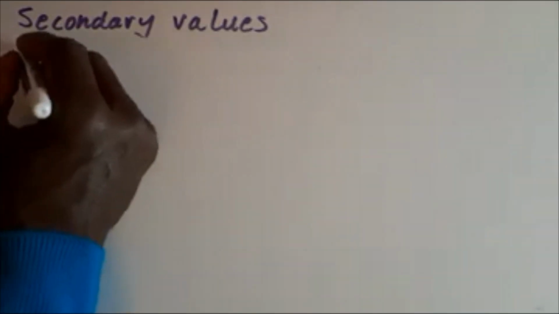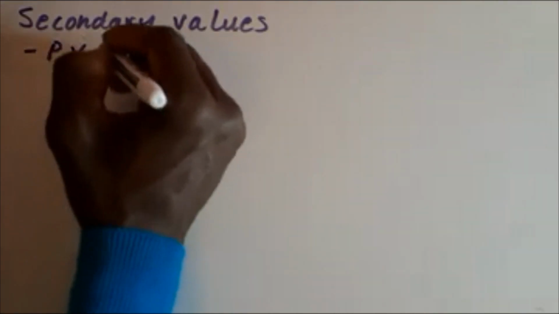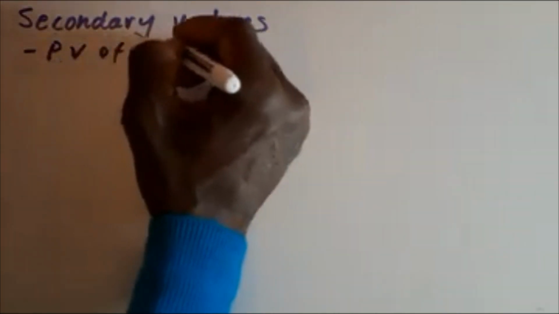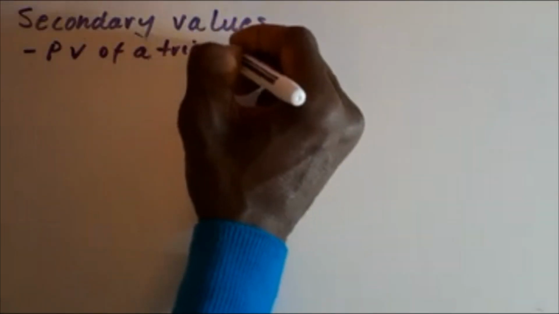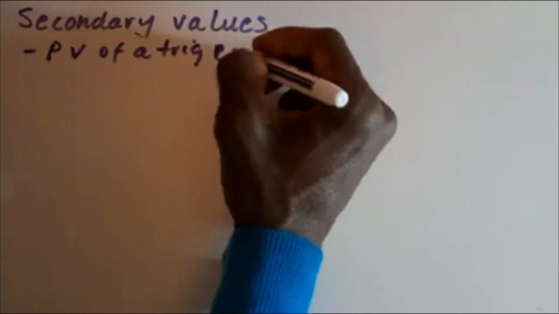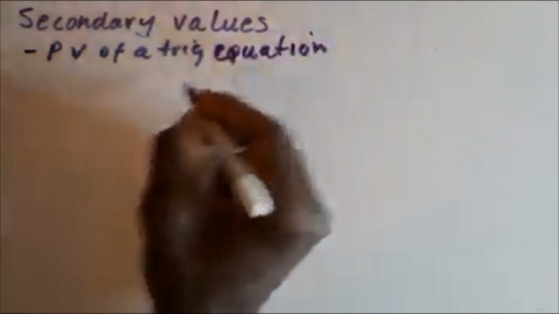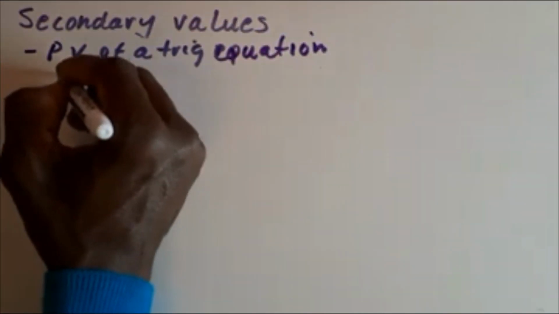So first we determine the principal value of a trig equation. And we also find its quadrant.